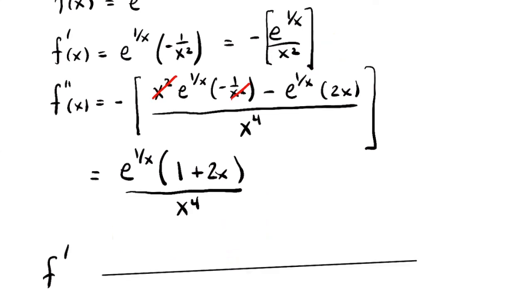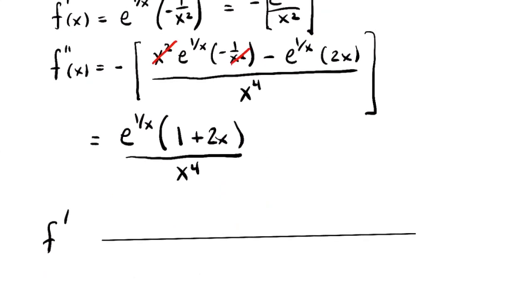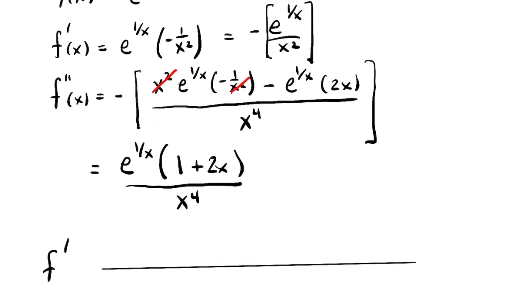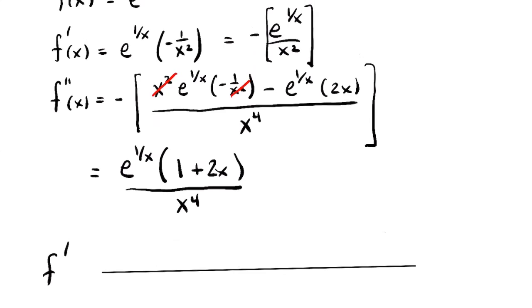So what's a sign diagram? It's just a number line. So give yourself, that's supposed to be a horizontal line. It doesn't have to be perfectly horizontal. And then what do you mark on that number line? You mark any numbers that make the first derivative 0 or undefined.